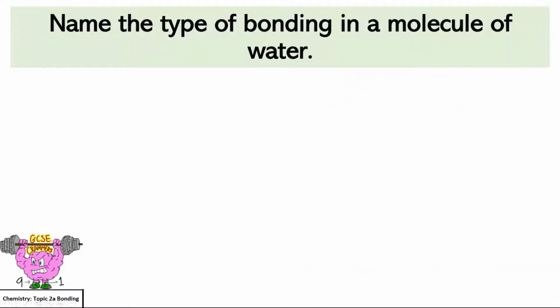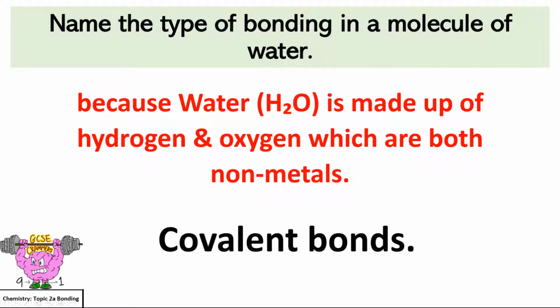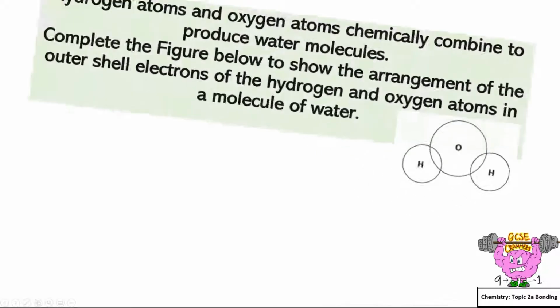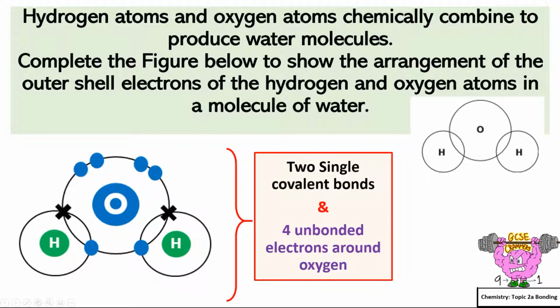Name the type of bonding in a molecule of water. Because water, H2O, is made up of hydrogen and oxygen, which are both non-metals, the answer would have to be covalent bonds. Hydrogen atoms and oxygen atoms chemically combine to produce water molecules. Complete the figure below to show the arrangement of the outer shell electrons of the hydrogen and oxygen atoms in a molecule of water. 2 single covalent bonds and 4 unbonded electrons around oxygen.